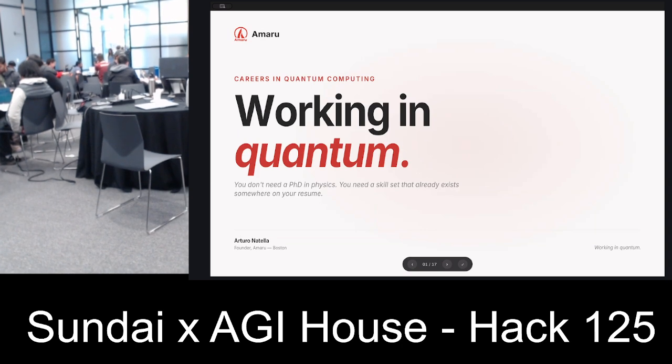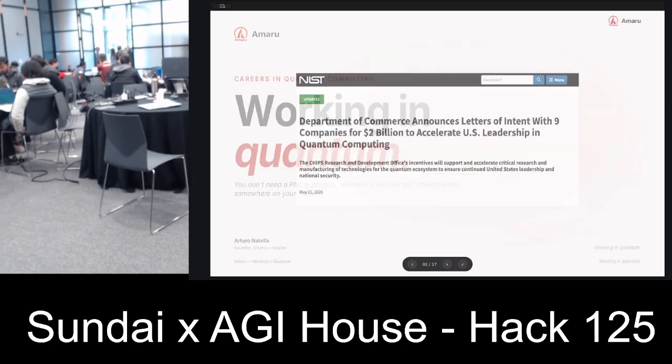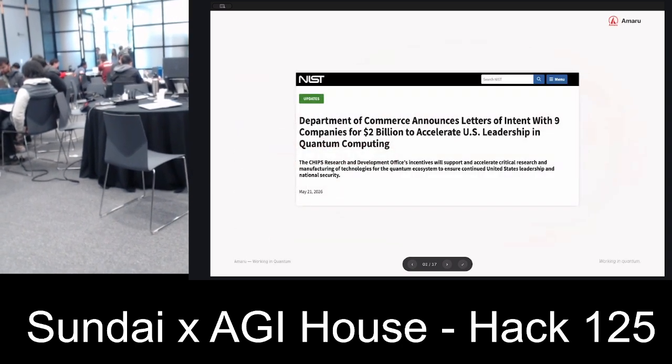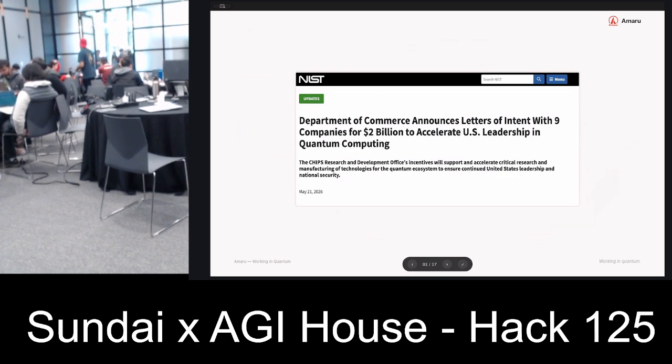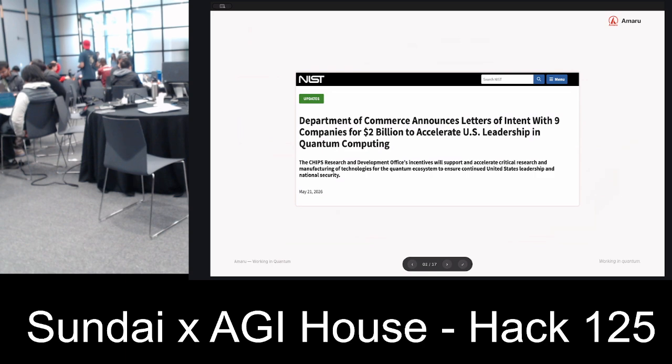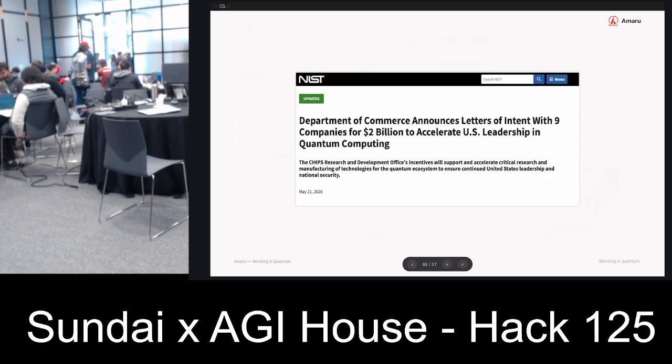Okay. So we're gonna talk about careers in quantum. The first thing I want to talk about is that there has been massive investment in quantum computing. The Department of Commerce, this is a clip from a headline, announced letters of support, really a commitment for $2 billion to accelerate quantum computing in the United States.